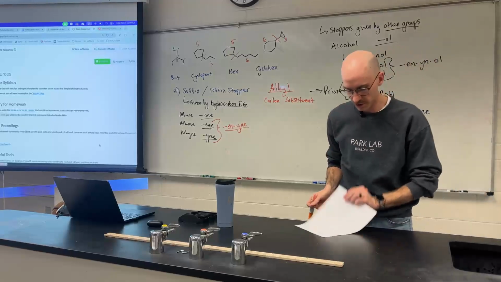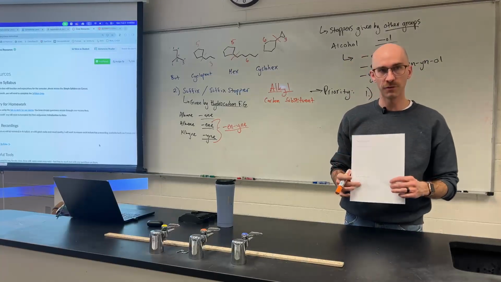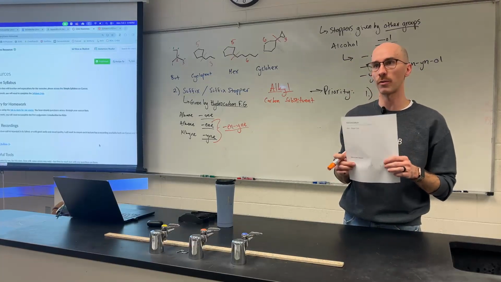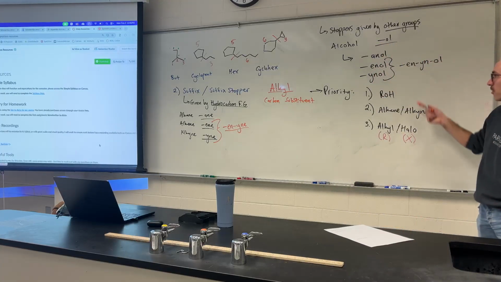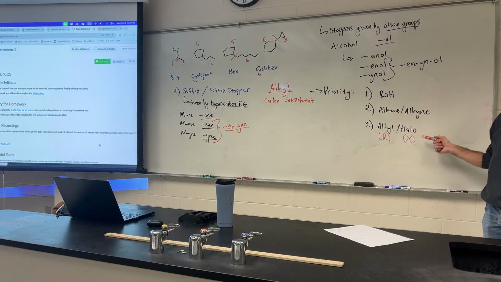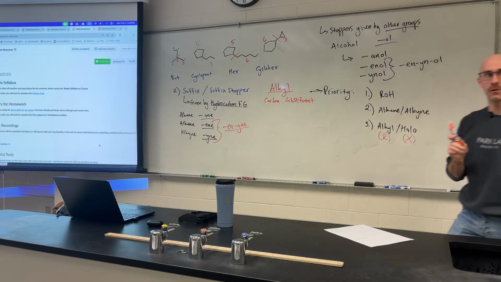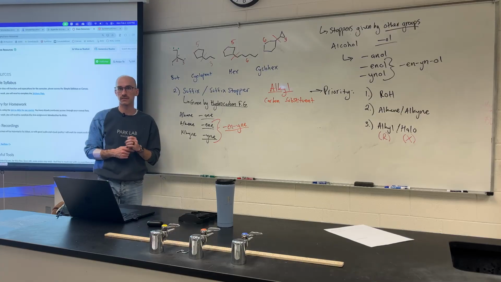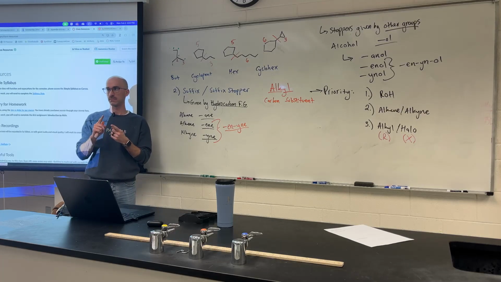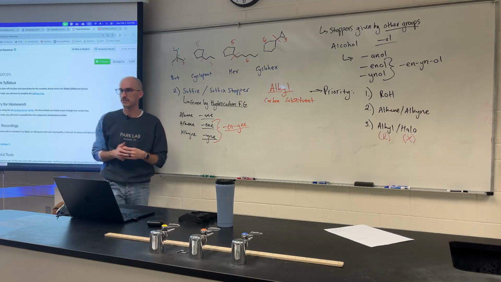So here's what I want you guys to do. On the bottom here, I want you to find the longest continuous carbon chain that contains the highest priority functional group. And then give both the root and the suffix. And the suffix stopper if necessary.